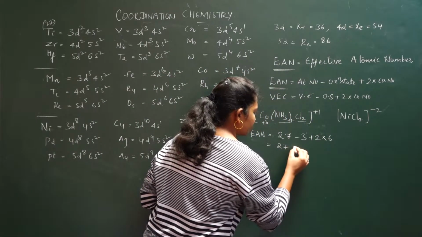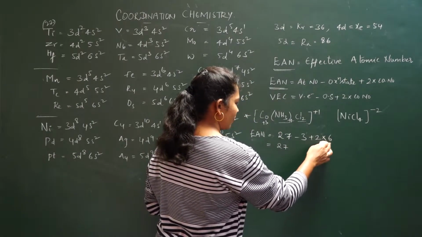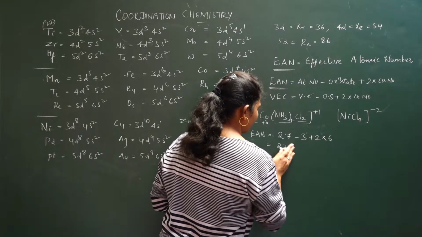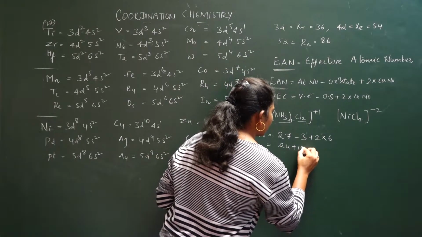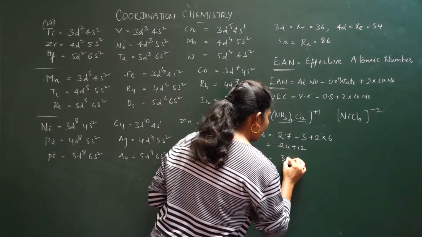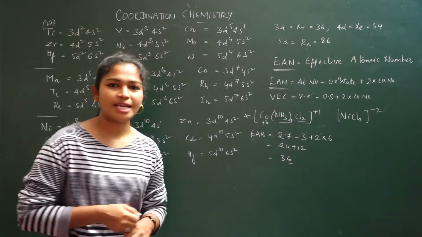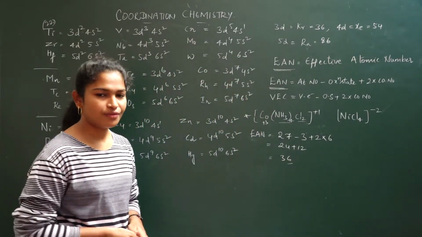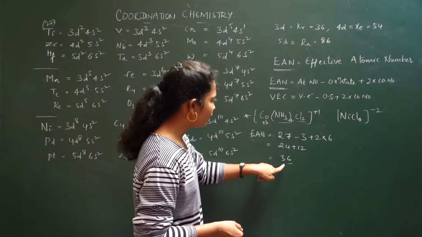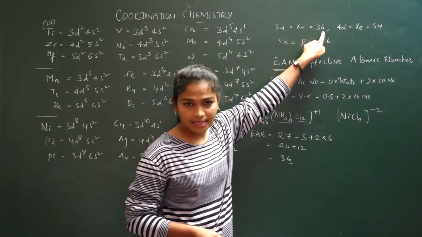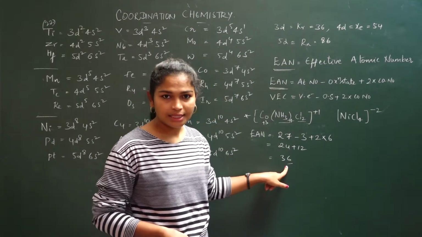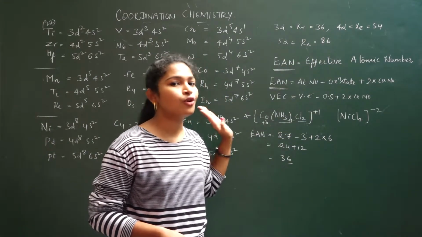27, 2 sixes are 12, minus 3. 27 minus 3 is 24. 24 plus 12, that means 36. It follows the EAN rule. Why is it following? Here in the 3D series, krypton has 36. That means it is also matching with the 36. That means it follows the EAN rule.